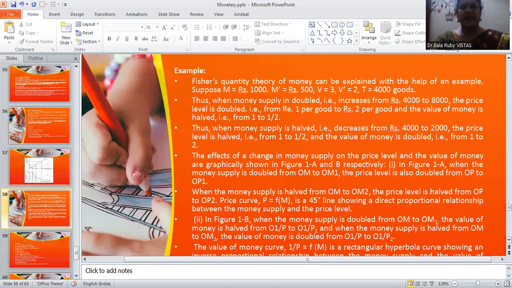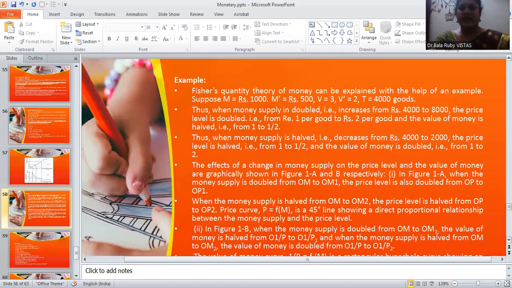Fisher's quantity theory of money can be explained with the help of an example. Suppose here the M value is 1000, M dash value is 500, V value is 3, V dash value is 2, and T value is 4000. This is an example. When the money supply is doubled, what does it mean? It doubled in the sense that it increases from 4000 rupees to 8000 rupees. What about the price? There is a positive relationship. Therefore, price increased from 1 rupee to 2 rupees.